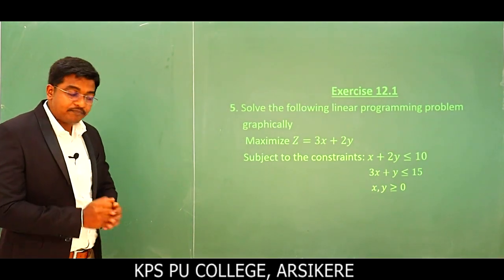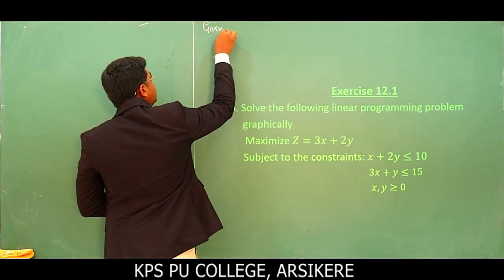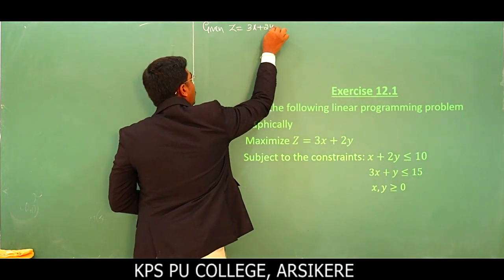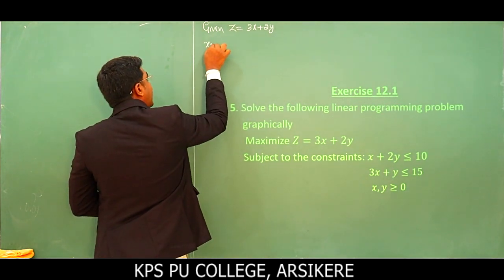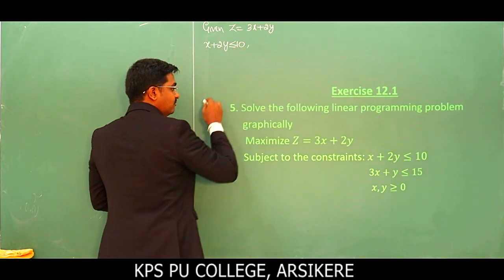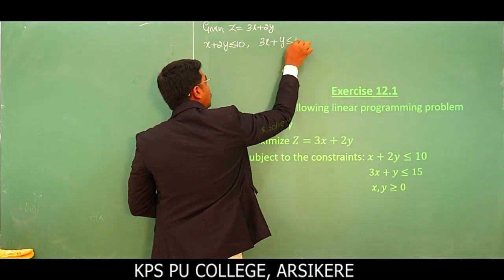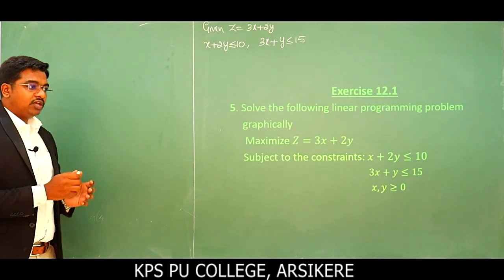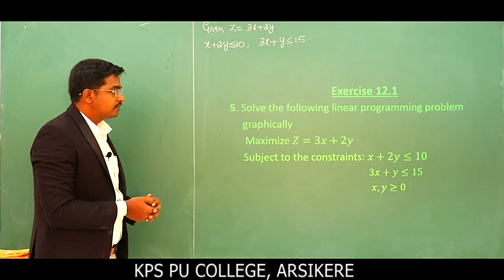Let us see how to solve this. First, the given objective function is z is equal to 3x plus 2y. Clear? Let us write the constraints: x plus 2y less than or equal to 10, second one 3x plus y less than or equal to 15. Let us see how to solve this question. Okay, now give some blank space.